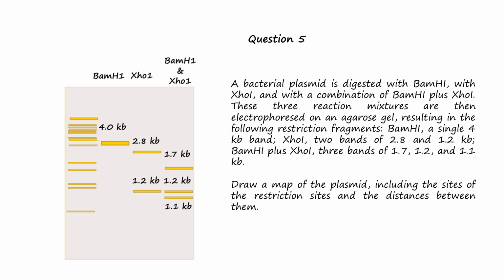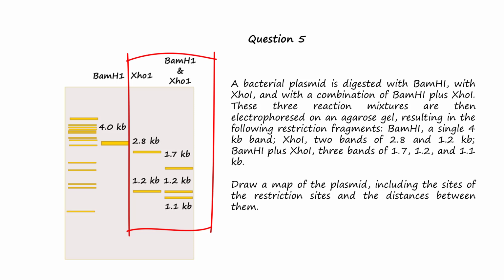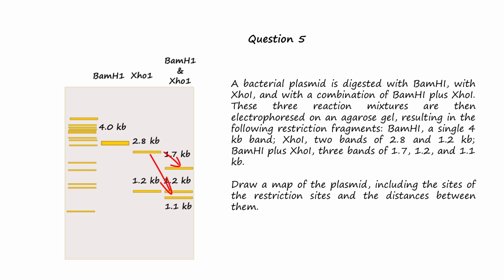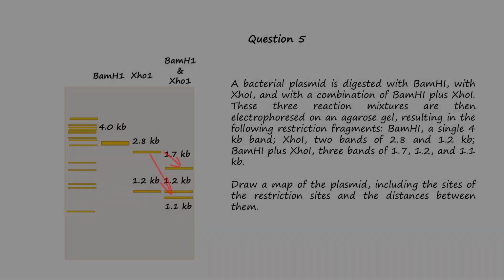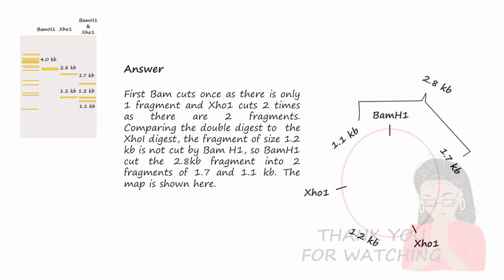To draw the map, let's first analyze the information obtained from the gel. It can be seen that BamHI cuts once, as there is only one fragment, and XhoI cuts twice, as there are 2 fragments. Comparing the double digest to the XhoI digest, the fragment of size 1.2 kilobases is not cut by BamHI. So BamHI cuts the 2.8 kilobase fragment into 2 fragments of 1.7 and 1.1 kilobases. The map is shown here. So that's a summary on restriction enzymes.